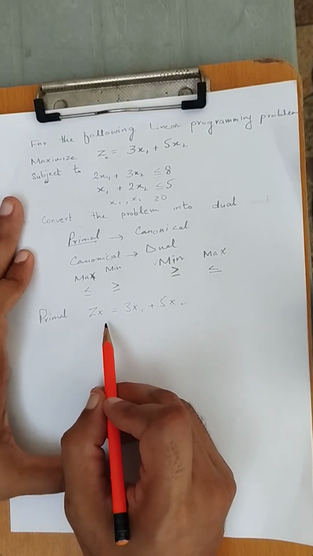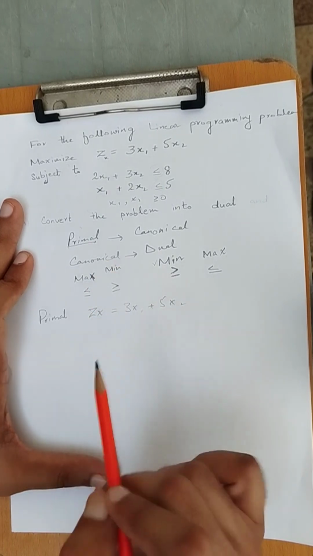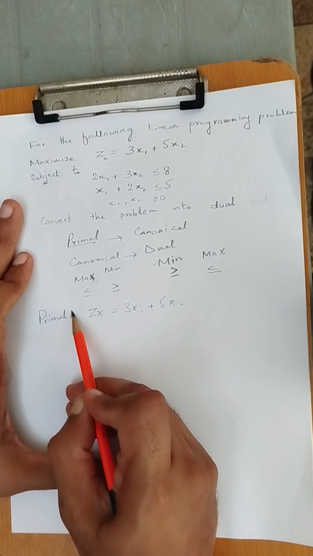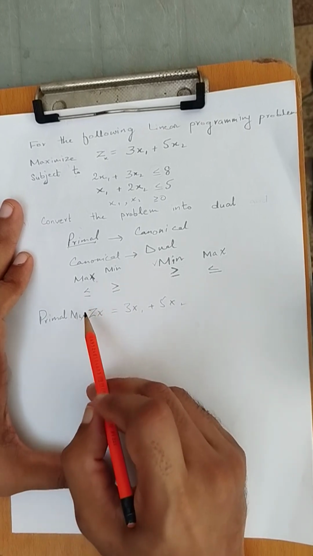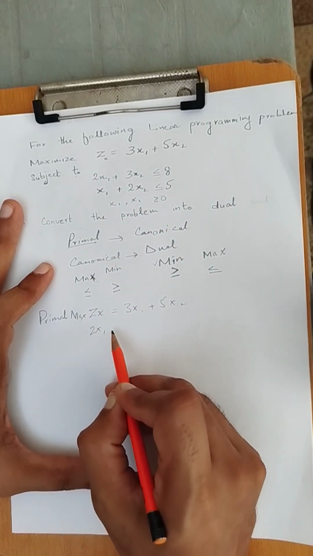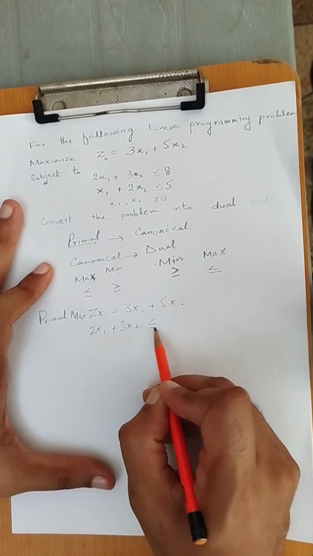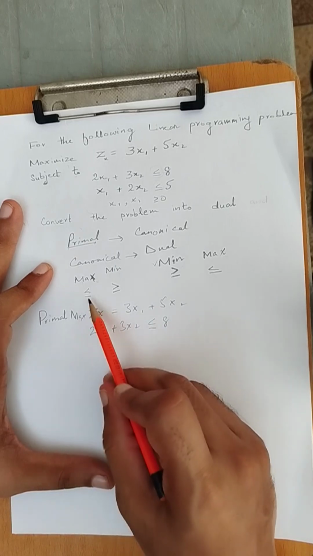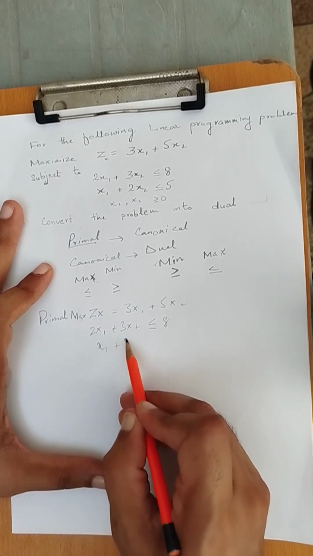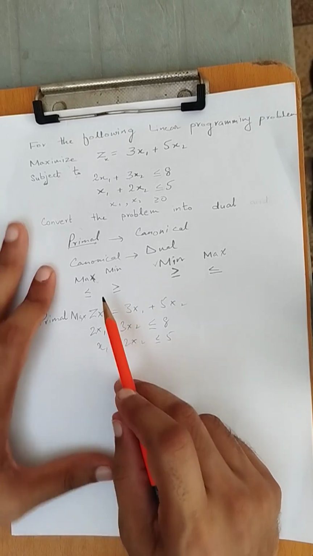Let's see if it is fulfilling the canonical form or not. The maximization function, yes, it is a maximization function. Okay, so inequalities have to be checked. In the inequalities, you see 2x1 plus 3x2 less than or equal to 8. Yes, it is fulfilling the canonical form. Yes, less than. The second one is also x1 plus 2x2 less than or equal to 5. Yes, so it is validating the canonical form.